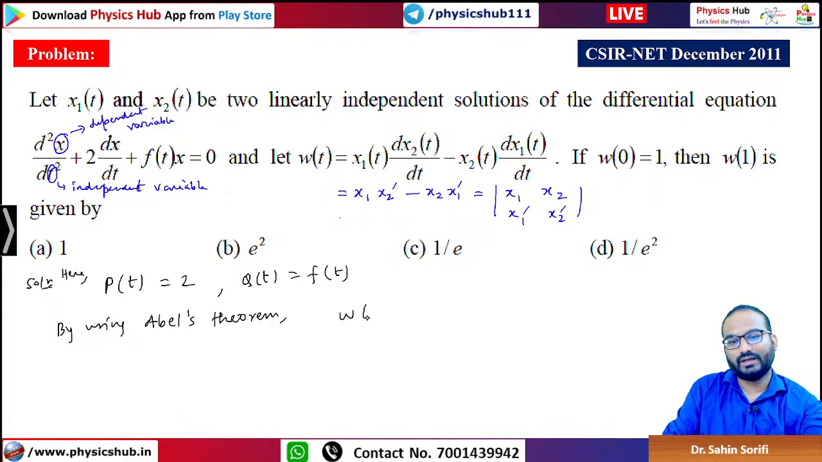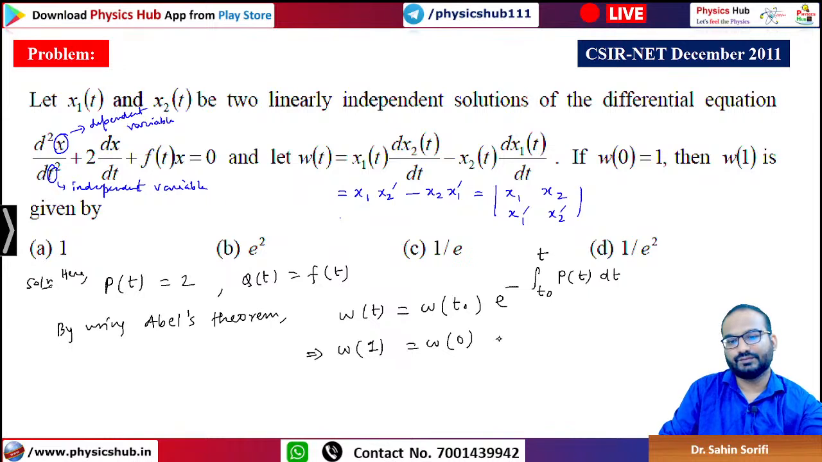we can write W at this point t is equal to W at, let's say, t naught, the initial point, times e to the power minus integral from t naught to t of p of t dt. This will be the formula. So W at t equals 1, W at t equals 0, e to the power minus integral 0 to 1, p of t is 2 dt. So W of 0 is 1, so e to the power minus integral of 2 dt, so 2t.